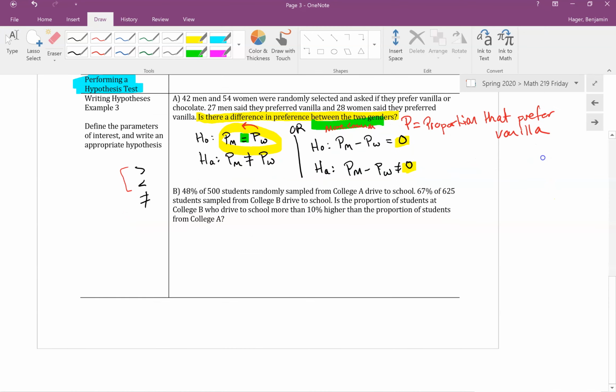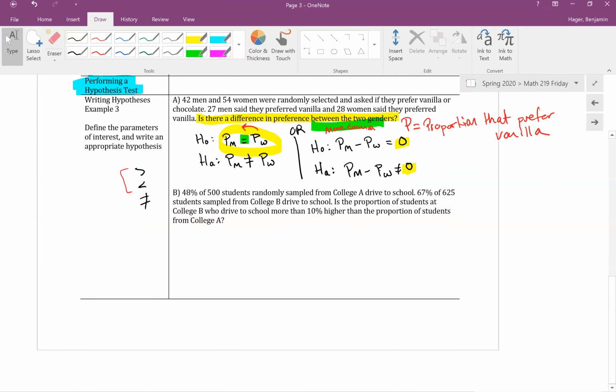All right. Well, let's try part B. Oh, this is back to the driving example, so they're going to actually have us make a test out of it. It says 48% of 500 students randomly selected from College A drive to school. 67% of students sampled from College B drive to school. Is the proportion of students at College B who drive to school more than 10% higher than the proportion that drive to school from College A?